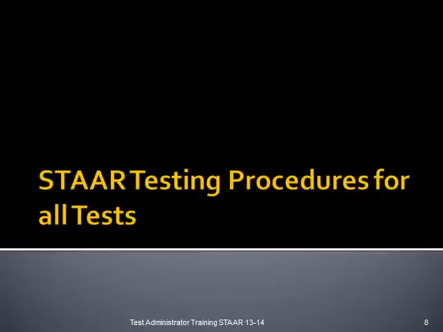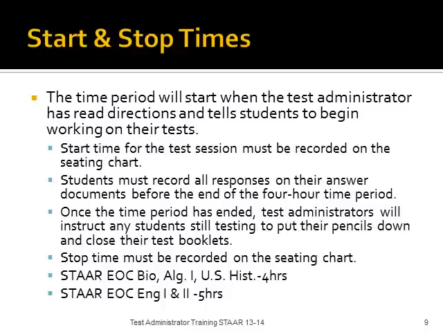So here are the testing procedures for all. Start and stop times. The time period starts when the test administrator finishes reading the directions and students are told to begin. Biology, Algebra 1, U.S. History will be 4-hour exams. English 1 and English 2, so this first round of administration, will be 5-hour exams.